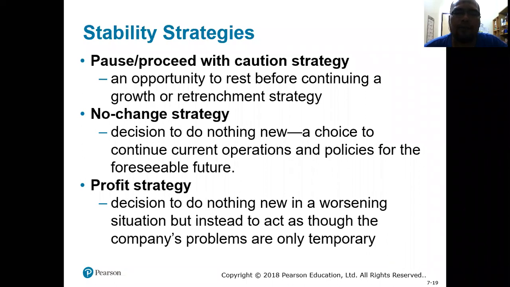Basically on life cycle we have stages. The first one is the introduction or the growth stage, and then we have the maturity stage, and then we have the declining stage. Basically we have introduction, growth, maturity, and decline. Remember that. So stability strategy is implemented when the firm has reached the maturity stage.